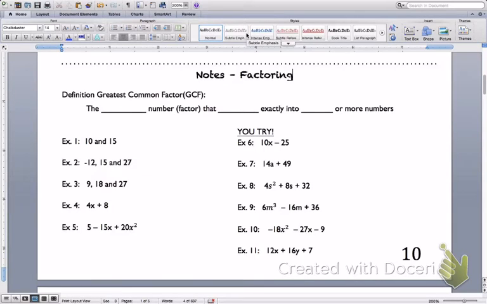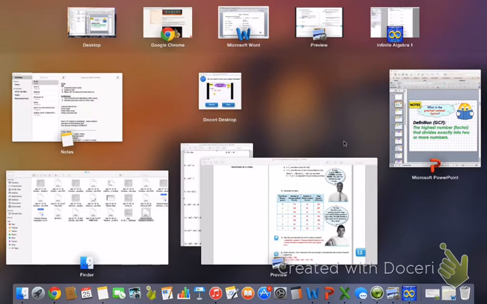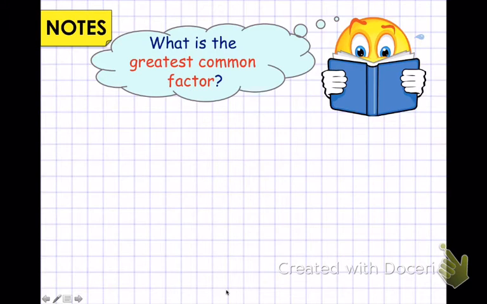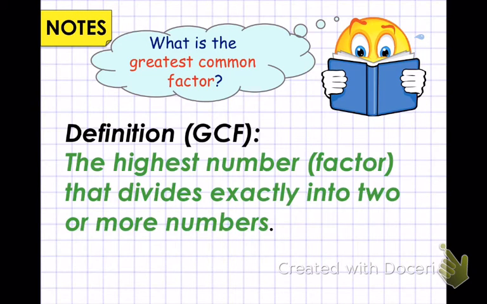So today we're going to be focusing on factoring monomials, but before we get into actual factoring, we're going to talk about the greatest common factor, which is a topic we've kind of talked about before when it came to the LCM and just finding the GCF of a set of prime numbers. So just as a reminder, what is the greatest common factor?